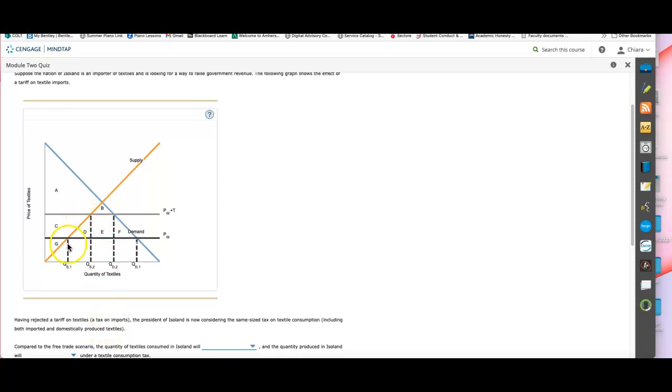We know from the world price that there's a quantity that gets imported and then there's a quantity that gets produced locally that demand can consume. Because at the world price, our domestic supply only ends at QS1.